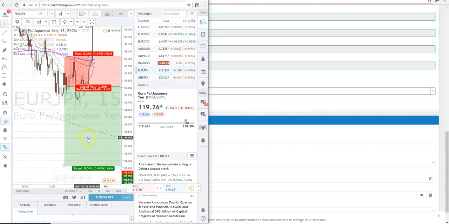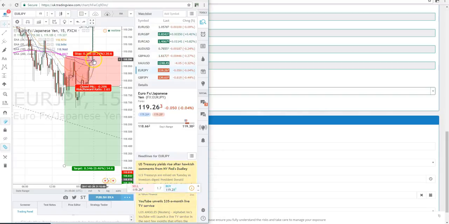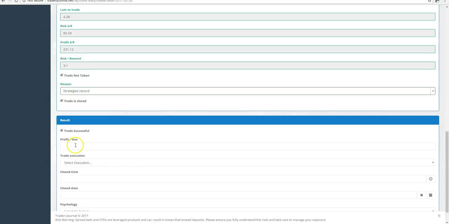There she is. So you can see that spectacularly this has hit the stop loss. So there's no second guessing what happened there. So the profit and loss. We come up to here, it's hit the stop loss. So the maximum risk was 85.5. So we have lost £85.50.